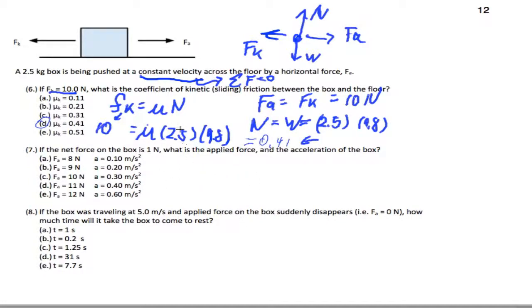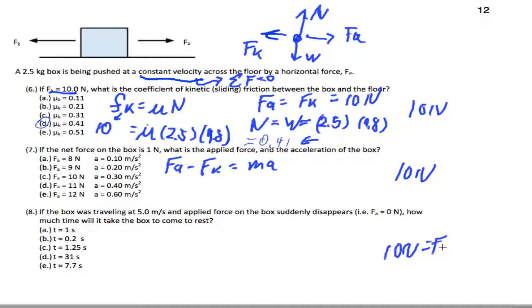Now problem number 7. If the net force on the box is 1 newton, what is the applied force and the acceleration of the box? So what we know is that Fa minus Fk equals m times a, now that we're accelerating. Just to be clear, we got that the friction is 10 newtons in this problem. That means it's going to stay 10 newtons in all of these parts here. So now I have Fa minus Fk equals ma, and I've got a couple of things to solve for. First, the net force. That means the combination of these forces, and I know that equals 1. So if I have Fa minus 10 equals 1, that means Fa is 11 newtons.